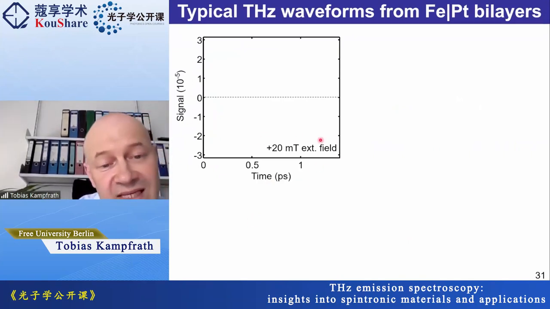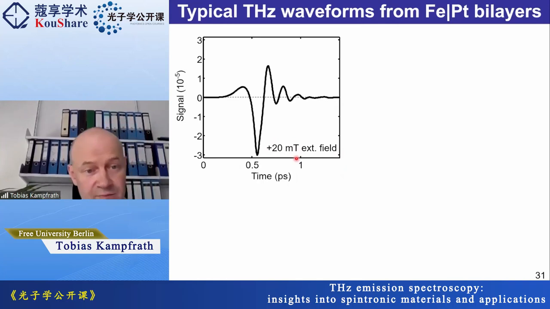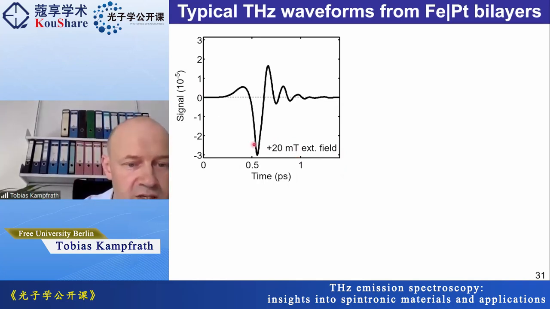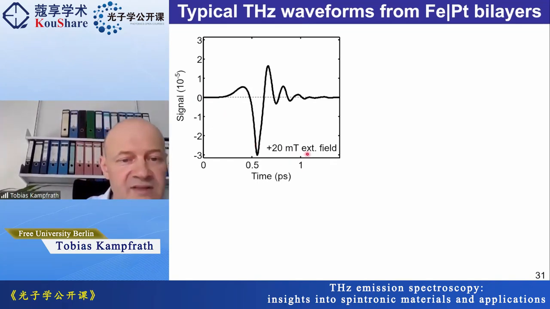And the sample we put into an external magnetic field of 20 millitesla just to put it into a well-defined magnetic state. And indeed, what we saw is terahertz emission. And of course, we were very happy about this. But now you need to do certain cross-checks.